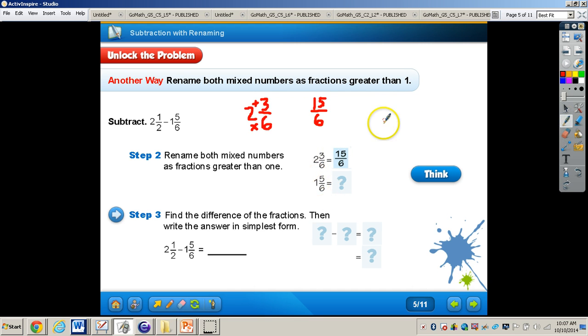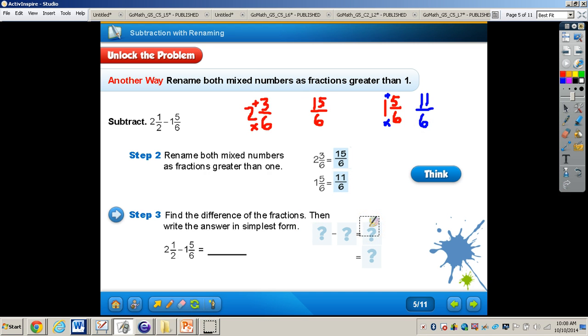Now in order to make 1 and 5/6 into an improper fraction, you do the same thing. I'll use a different color of ink here. Multiply denominator by whole number and then add the numerator. 1 times 6 is 6, plus 5 is 11. And then that denominator stays the same for 11/6.